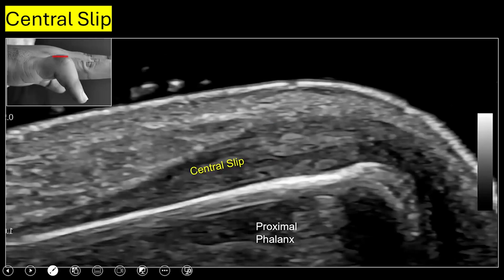So if you look at this longitudinal image, which is obtained at the level of the diaphysis and the head of the proximal phalanx, you can see the extensor tendon, which is retracted and situated at the level of the head of the proximal phalanx.